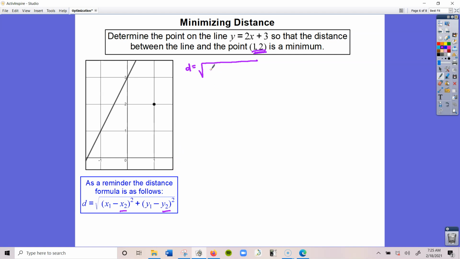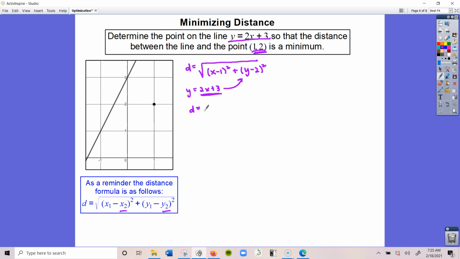So we would have here x minus 1 squared plus y minus 2 squared. Now this is obviously not enough for me to try to minimize, but we are given that the line is y equals 2x plus 3. And since we're trying to find the coordinate on the line, that means that the y value of the coordinate is defined by this equation. So I can take this y and plug it into my distance.